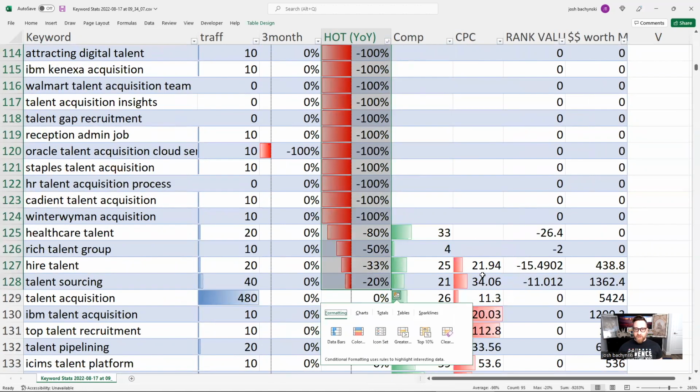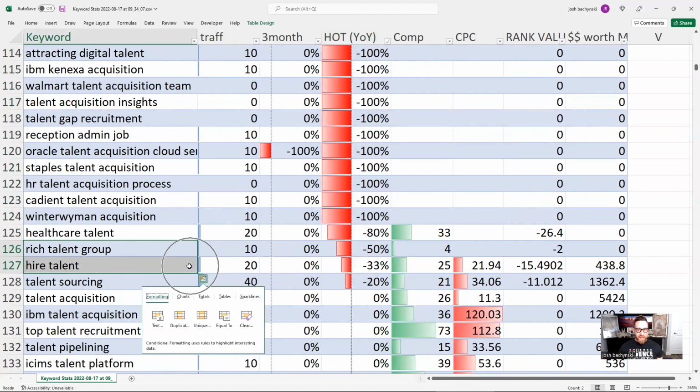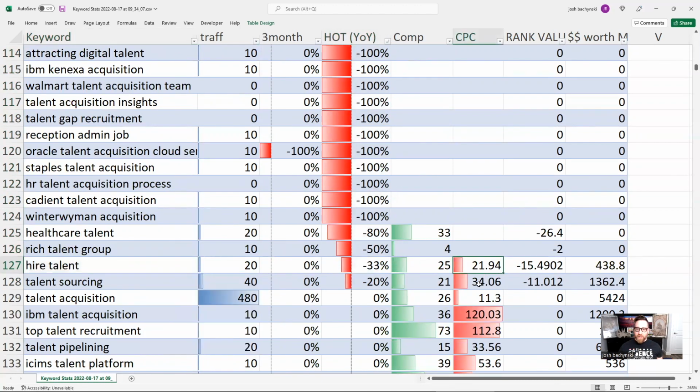Yeah, sure. People are bidding on it here, and it's a little bit down from last month. Higher talent sourcing, rich talent group. This is down 50% from last year. This is down a third from last year. There's only 10 or 20 searches anyway. And these bids, the competition is very low for this.